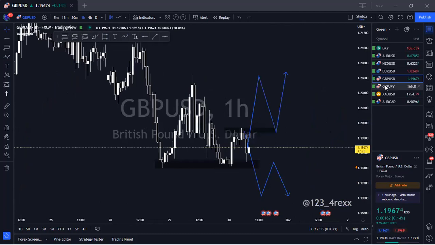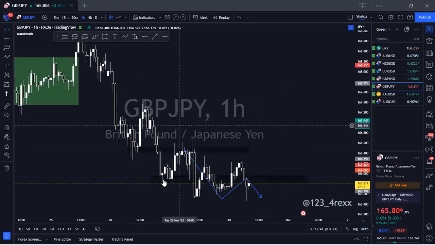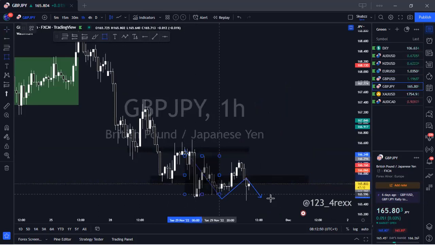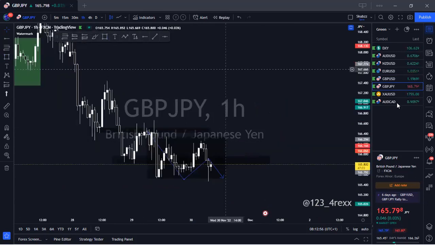Now, GBP JPY. GBP JPY is just annoying too. Yeah, GBP JPY, we broke structure yesterday. We came back, we tested, and then we started ranging here like this. From here to here, it was just one range. So I'm going to leave it alone. Up to now, it has not decided what it wants to do yet. So I'm going to leave it alone until I see a clear break of structure.